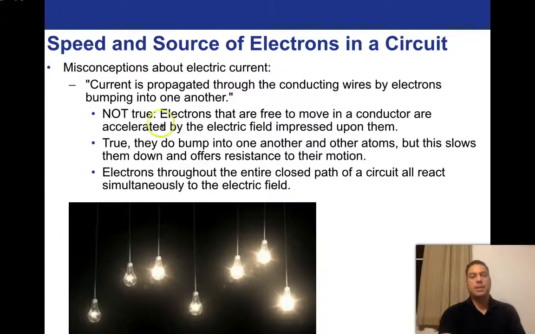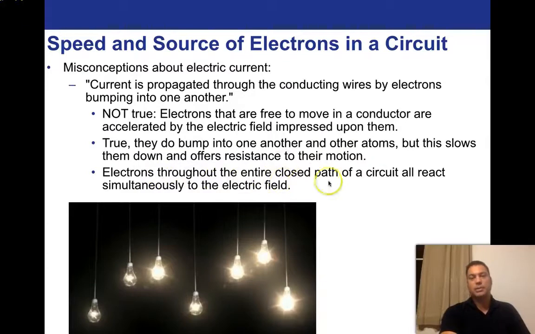Misconception: current is propagated through the conducting wires by electrons bumping into one another. That's not true. Electrons that are free to move in a conductor are accelerated by the electric field impressed upon them. They're not propagated by electrons bumping into one another. True, they do bump into one another and other atoms, but this slows them down and offers resistance to their motion. It doesn't actually speed things up. It doesn't cause things to propagate. If anything, it works against them.